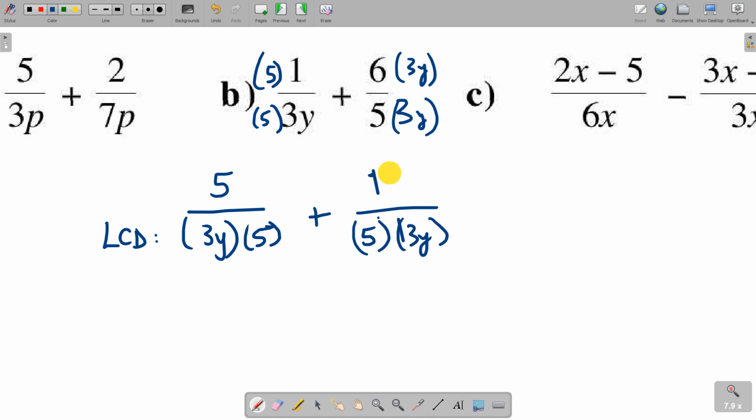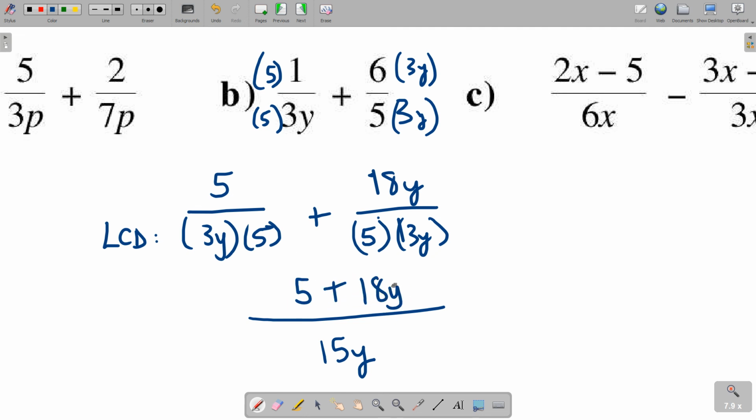My graphics card's getting pretty tired. Okay, and therefore, undo that one. 18y. Now we have the same denominator. 5 times 3 is 15 y's. We have 5 plus 18y. Normally, you'd probably see the 18 first, but we're just in that sequence, so we know 5 plus 18y. 5 and 15 have a common 5, but that doesn't have a common 5 here, so this is the final answer.